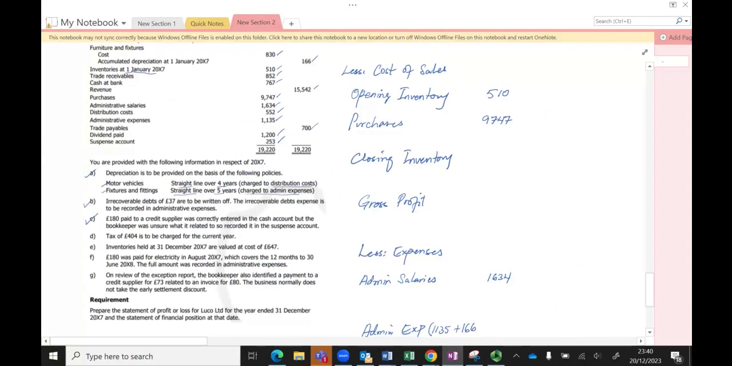Next information C, it says 180 paid to credit supplier was correctly entered into the cash book, but the bookkeeper was unsure what it related to, so recorded it into the suspense account. So what he did is he recorded into the suspense account: suspense account debit and cash account credit by 180. What he should have done was payables debit and cash credit.